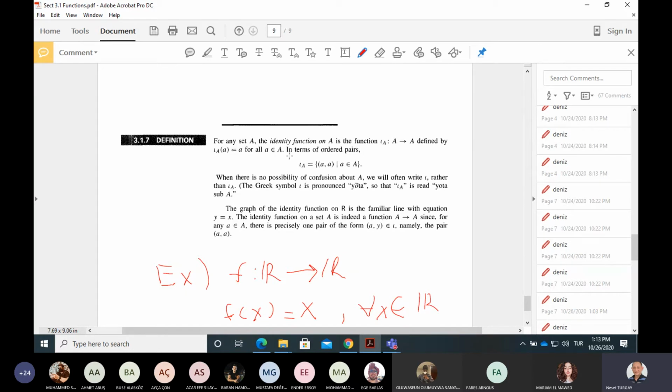So basically, what does this do? It takes any element from A, from the domain, and it maps it to itself. So it's identity. You can write this in pairs form like this: a to a. So iota sub A takes a and maps it to a. The a's are from your domain.